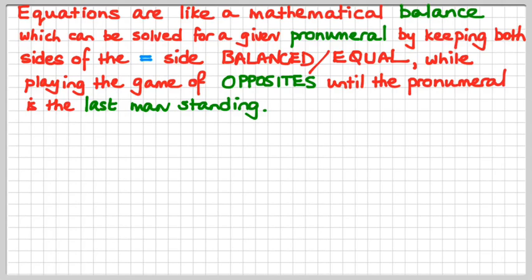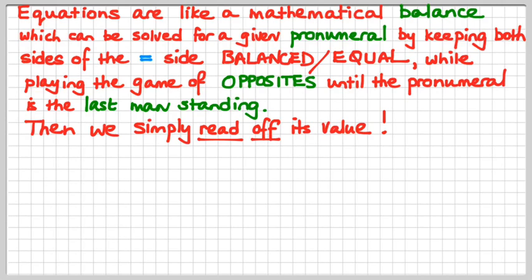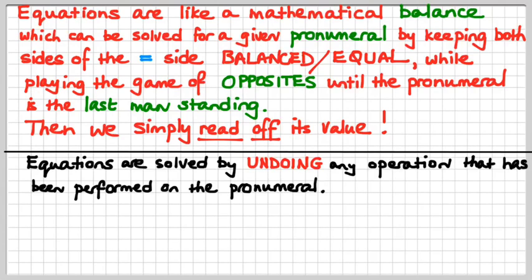We have to keep both sides balanced, whatever we do, by doing the same to both sides, while we play the game of opposites, until the pronumeral is the last man standing on either the left or the right side, depending on which way we play the game. Now, that might sound like a lot of gobbledygook, but let's have a look and I'll show you what we do. Once we've done that, we simply read off the value of that pronumeral that we're interested in.